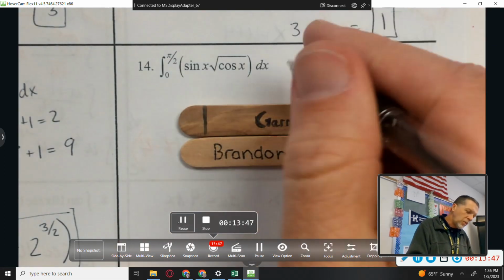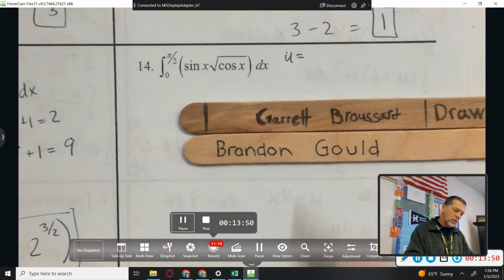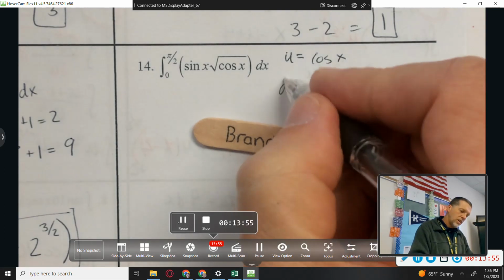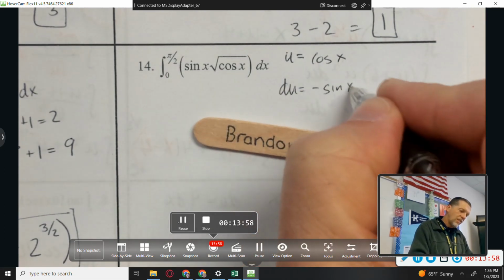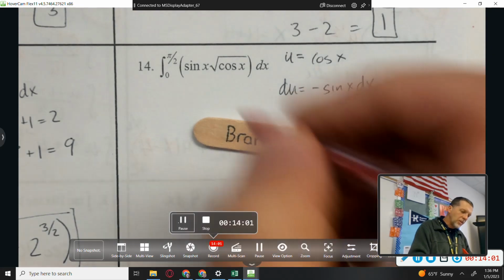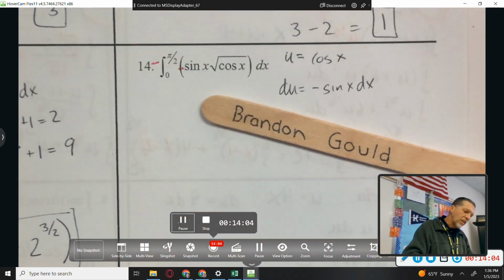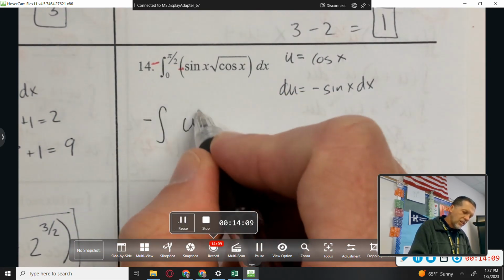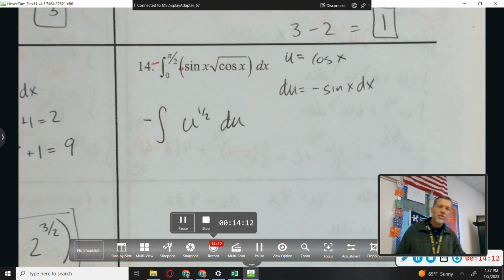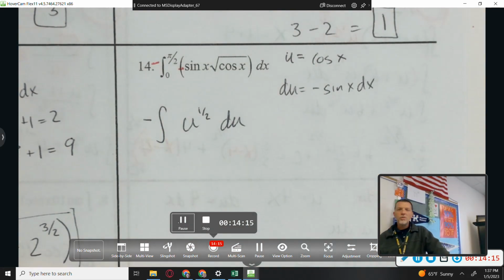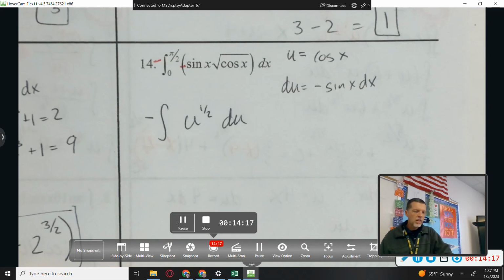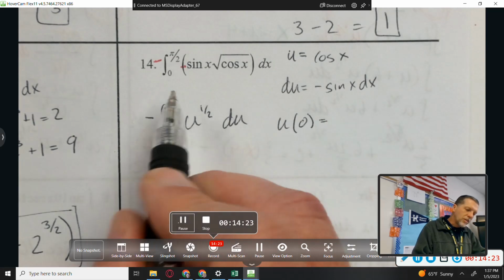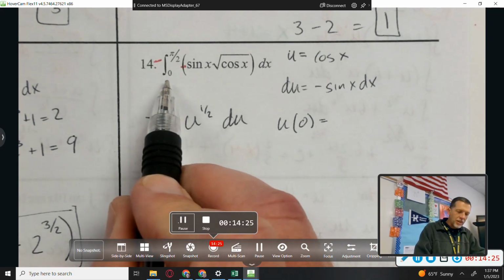Garrett, what do you think u should be? Cosine. Brandon, what would that make du? Negative sine of x dx, which is pretty good, only off by a sign, so that's fixable. So that wasn't bad. That simplified all the way down to u to the 1/2. But I need to plug in a 0. I need to convert my x limits to u limits.